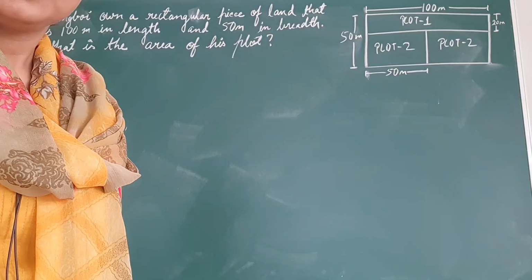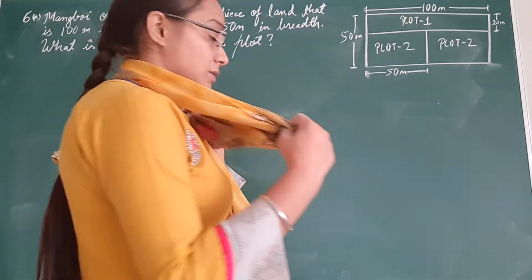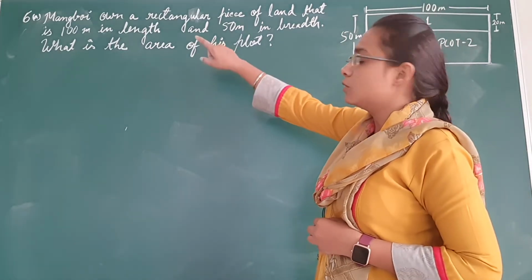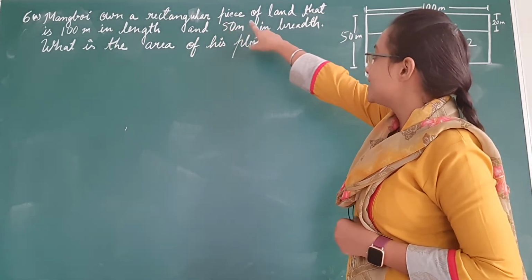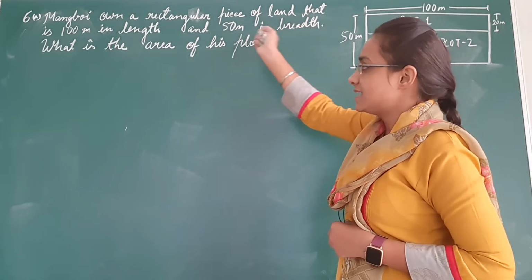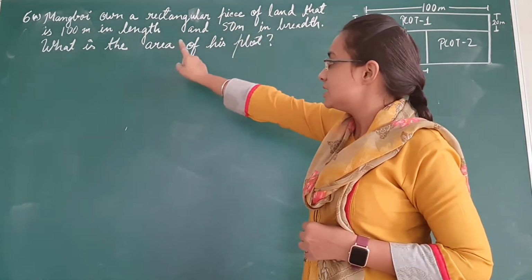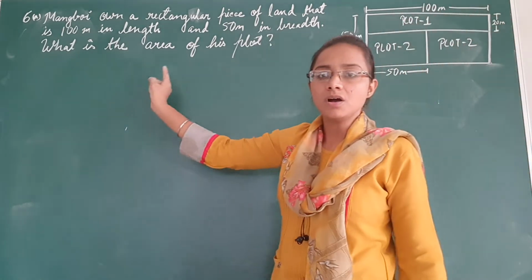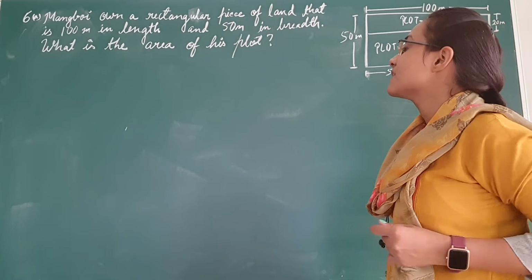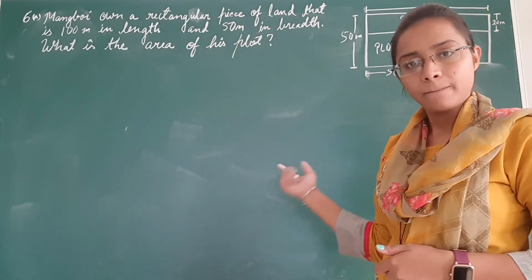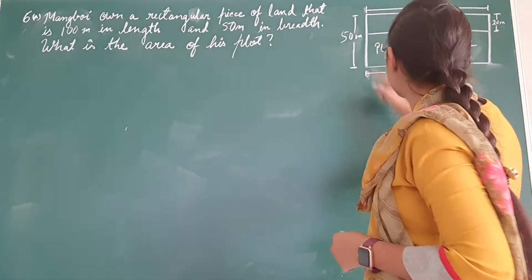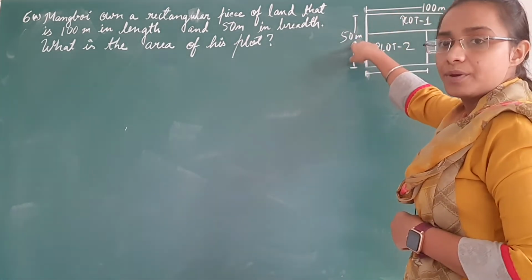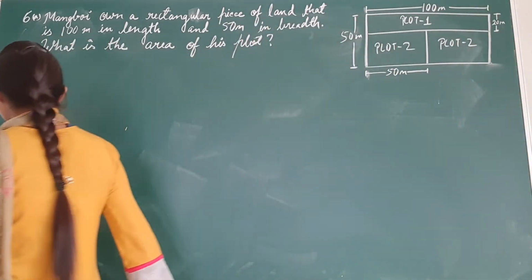Okay, students. Now come to the question from the worksheet. Mangboi owns a rectangular piece of land that is 100 meters in length and 50 meter in breadth. What is the area of his plot? So simply you have to find out the area of this rectangular plot, whose length is 100 meter and breadth is 50 meter. So let us find out.